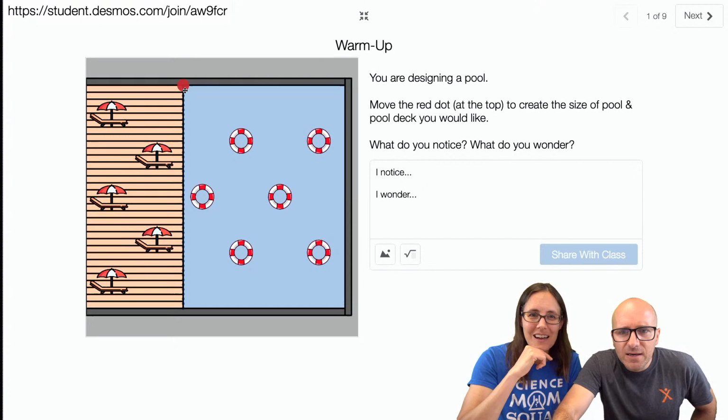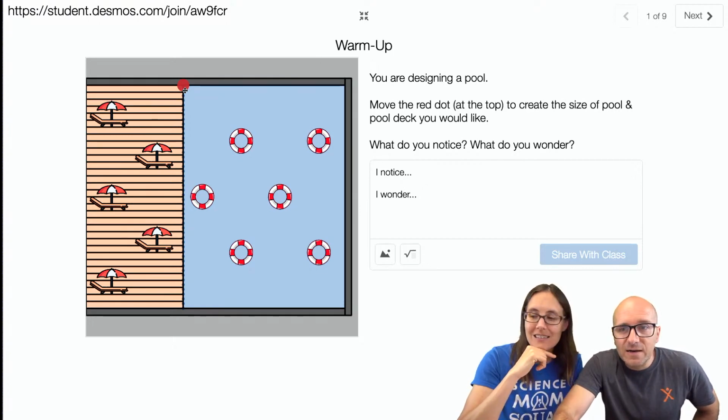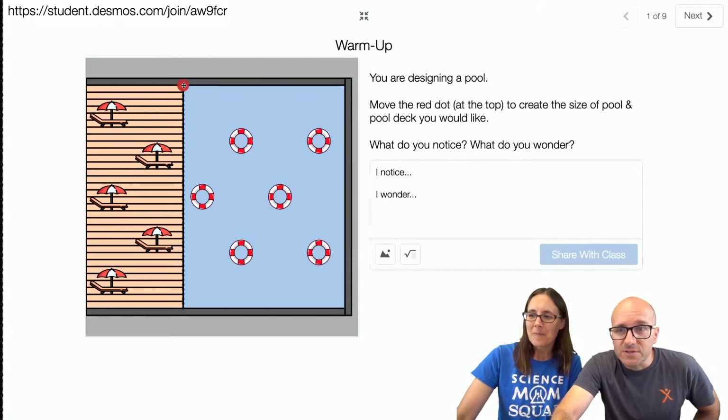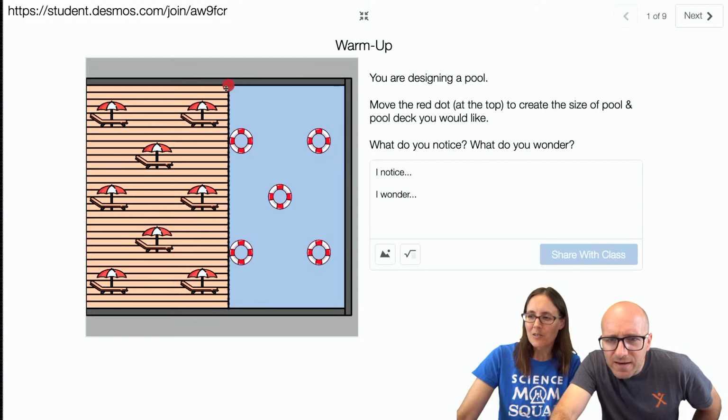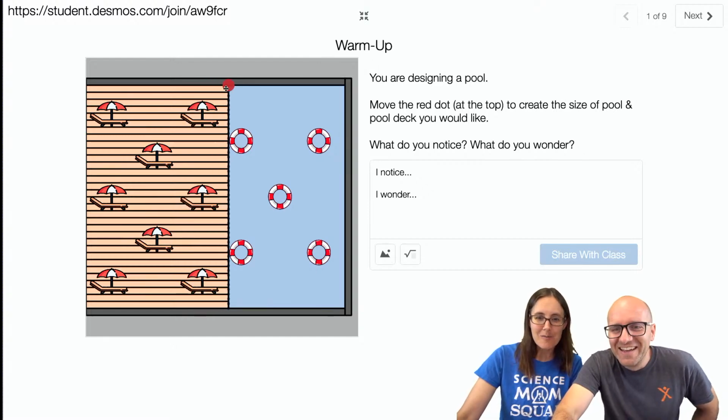Ooh, Emraya says, I noticed that when you cover the floats, they become seats instead. Ooh, good observation. All right. So if I drag that over, one float is gone. Now I see 3 floats.